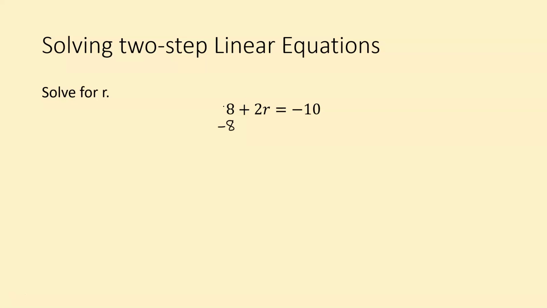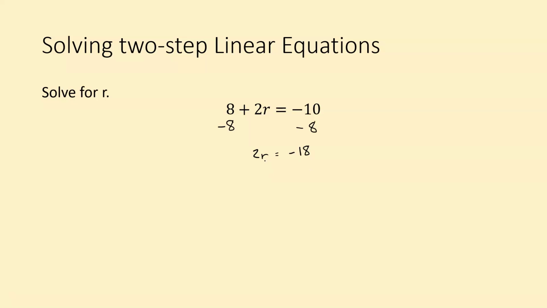If we subtract the 8 on one side of the equation, we have to subtract the 8 on the other side of the equation as well. So 8 minus 8 is 0. Then we have 0 plus 2r, and we can just say 2r, equals negative 10 minus 8, which is negative 18.